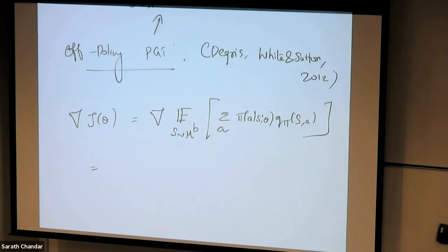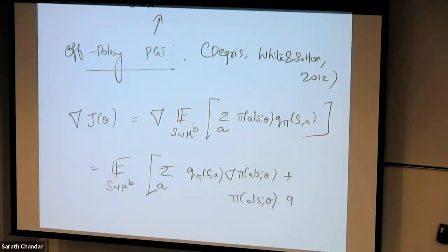I will do all the steps together, okay? So I'm going to bring the gradient inside. I'll do the product rule. So this becomes expectation, and the expectation is still with respect to mu B, okay? Of summation over all possible actions, Q pi of S comma A, gradient of pi of A given S theta, plus pi of A given S theta, Q pi of S comma A, gradient of Q pi of S comma A. Is that clear?